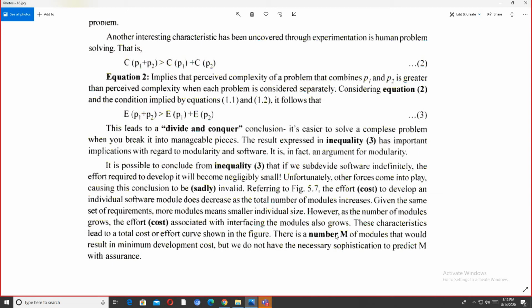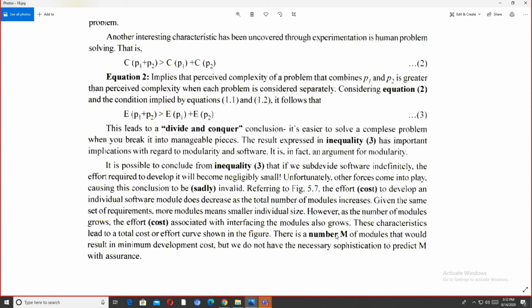Whenever you work with divide and conquer algorithms, what they are doing is dividing a big problem into smaller pieces so that they are manageable. So this leads to the divide and conquer conclusion. It is easier to solve a complex problem when you break it into manageable pieces. The result expressed in inequality 3 has important implications with regard to modularity and software. It is in fact an argument for modularity. This is what modularity is.